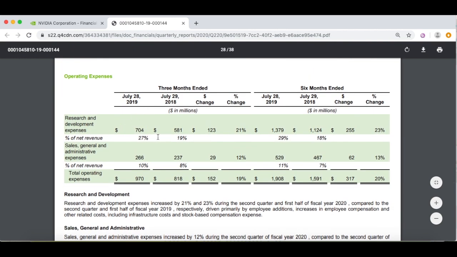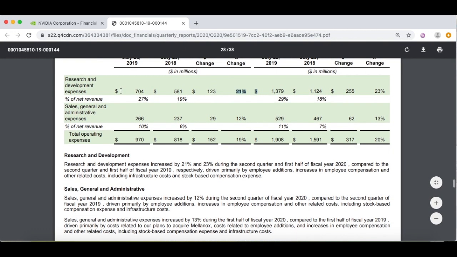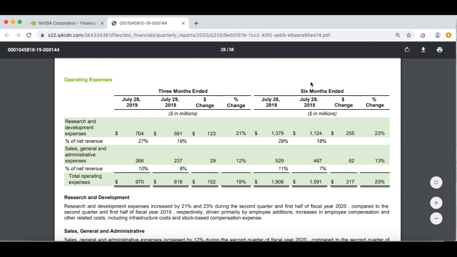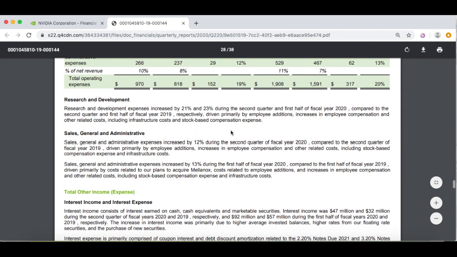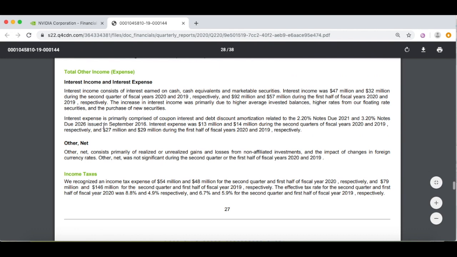Operating expenses, again, it's giving you this from a percentage view. So R&D went from 581 to 704. That's a 21% change. And again, I think you guys know what's going on here, and we have the terms here, 3 and 6 months. Giving you more color here as well.